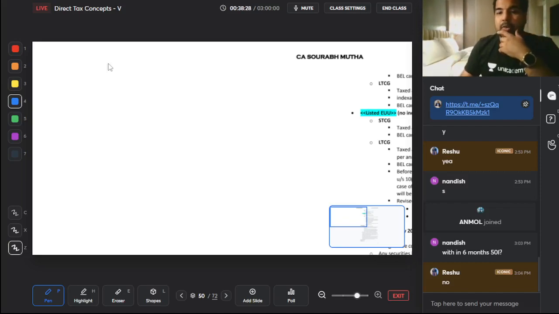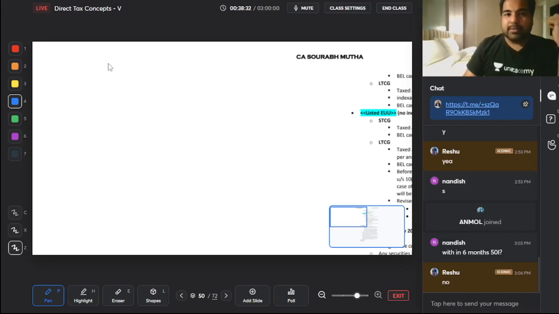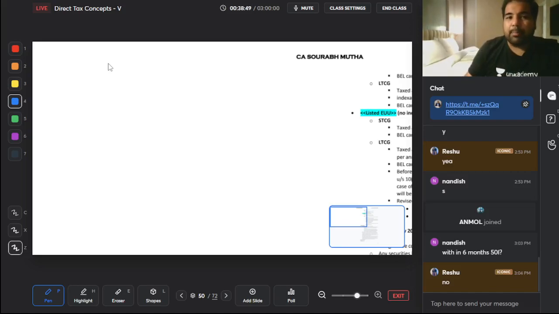All right, now guys, the last bit is the tax rates. But what are the tax rates? We've not seen special rates of tax anywhere. House property was taxed at normal rates. That means if you're an individual, then slab rate. If you're a partnership firm, then those rates. Same with PGBP and same with IFOS. So nowhere did we see any special rates. But capital gain, guys, has some special rates. So let's see what are those rates.